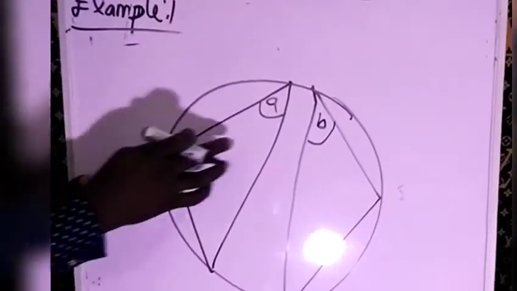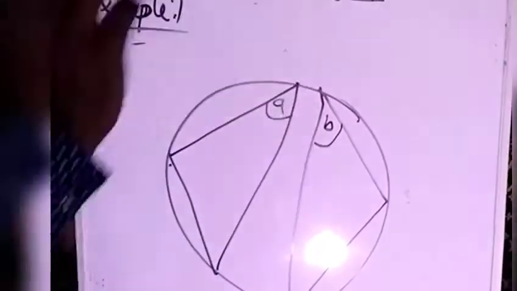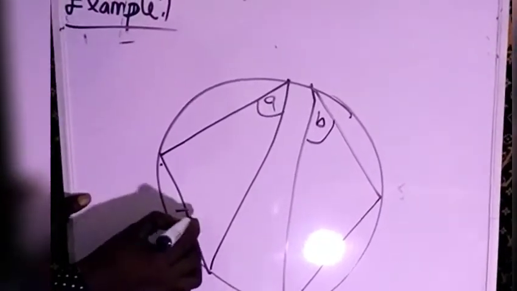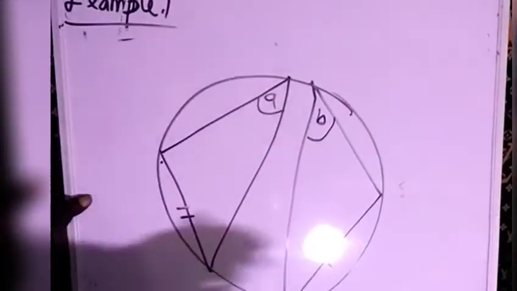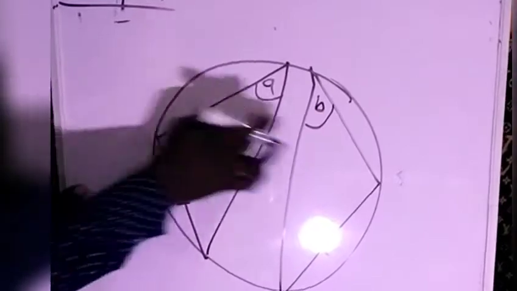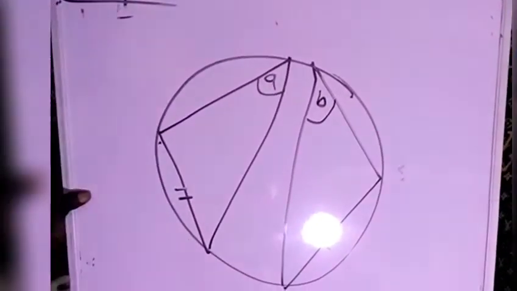Okay, so we can say A and B are equal only if this chord is the same as this chord. So if the chords are the same, then the angles formed are the same. If they are not the same, no.